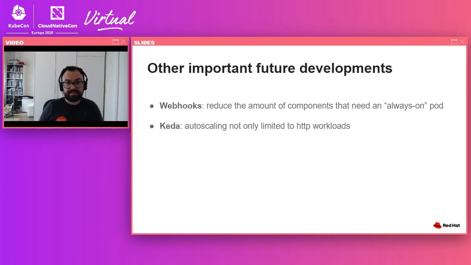Okay, other important future developments are webhooks, because sometimes you need to have a pod. For example, the Camel source needs to have a pod that is always running, because we were doing polling from the Binance service because there is no webhook available.